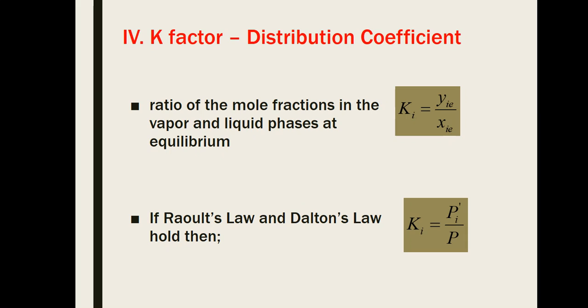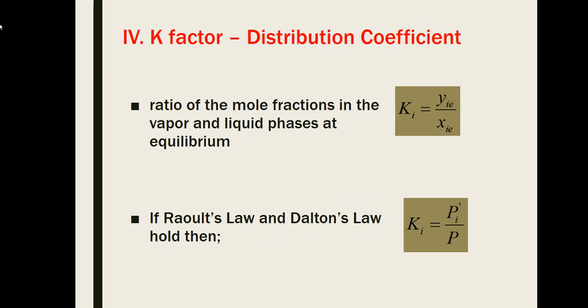Now what does this represent? It's simply equal to the ratio of the mole fractions in the vapor and liquid phases respectively at equilibrium for a particular component. So you can see here mole fraction in the vapor over mole fraction in the liquid. Now if Raoult's law and Dalton's law apply, in the case of Dalton's law, it's just saying that the total pressure of the system is equal to the sum of the individual partial pressures.